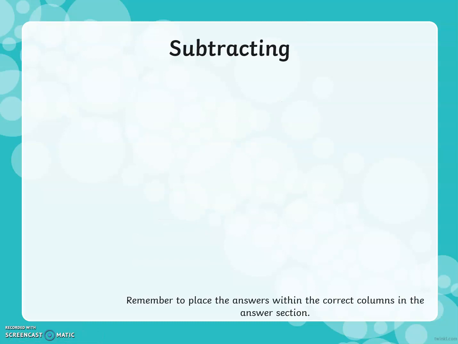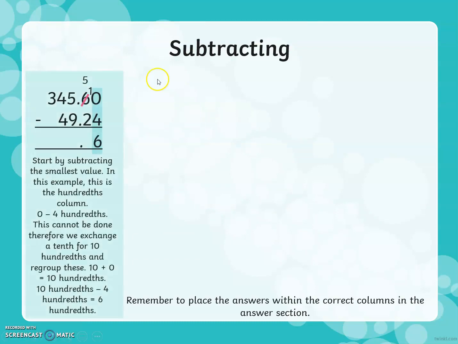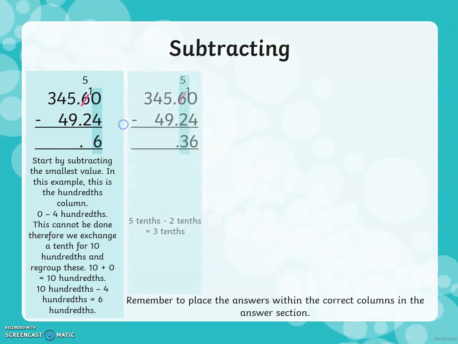Okay, so subtracting, remember to place the answers within the correct columns in the answer section. So it's 345.60 minus 49.24. We start by subtracting the smallest value. In this example, this is the hundredths column, and 0 take away 4 can't be done, so you'll have to borrow. Then you get 10, and 10 take away 4 is 6.